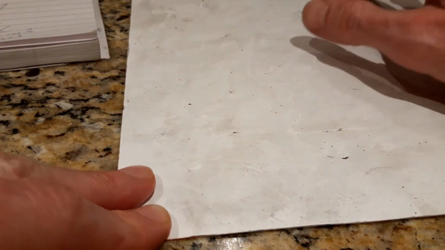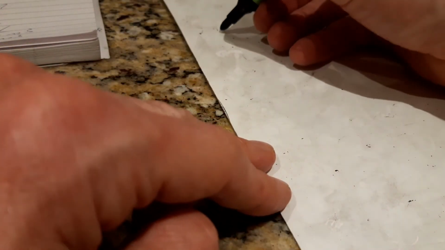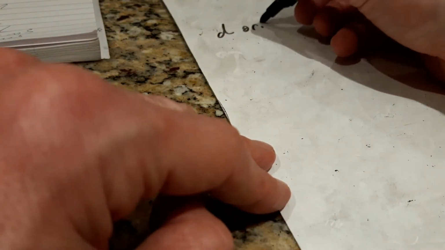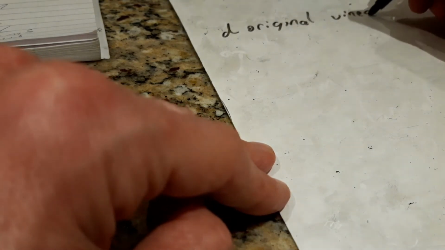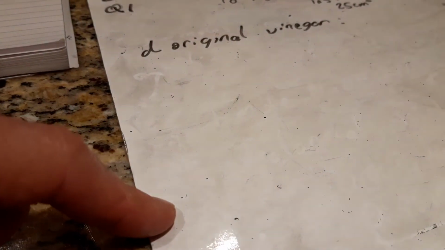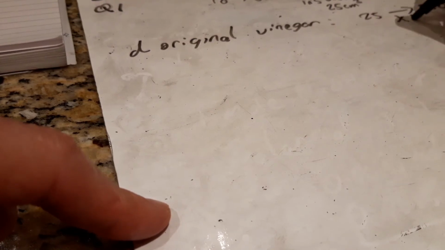So what we're going to do is have a look at the next part, which is the concentration of the original vinegar. So this is part D, and we're looking for the original vinegar. You've got to be careful here that you go back to your question and look at what exactly was the dilution. Okay, so it says in the question, again, stop the video if you don't believe me, 25 to 250. So the dilution factor there is by 10, right?